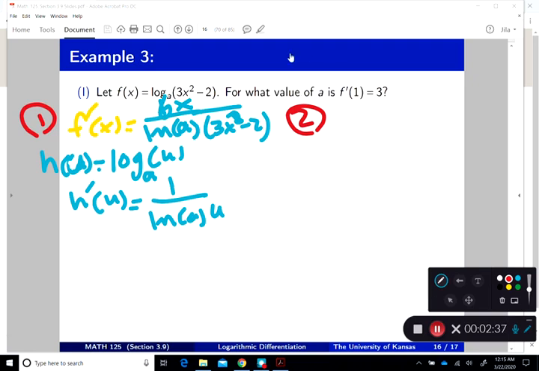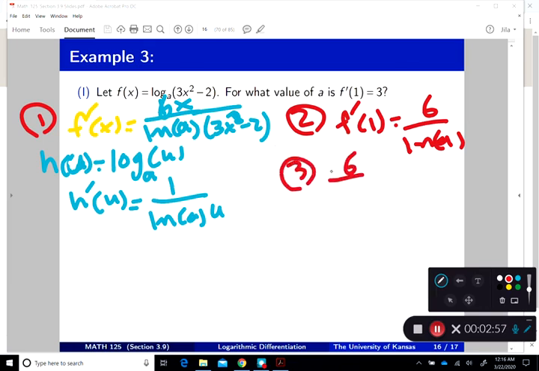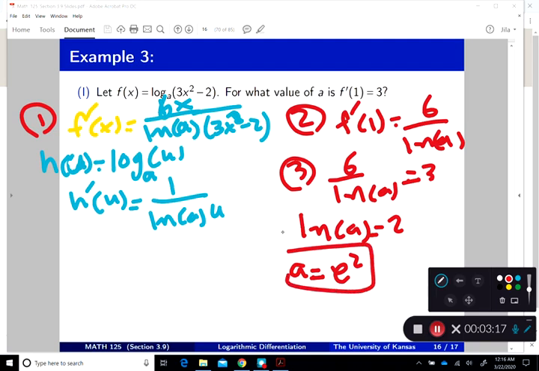So if I plug in 1 in here, I get f prime of 1 is equal to 6 divided by natural log of A times 3 times 1 to the power 2 minus 2, which is just 1. And part 3 is to set that equal to 3 and then solve for A. So natural log of A is going to be equal to 2 according to this. And then A has to be equal to, what's the base? The base is e to the power 2. And that's the answer.